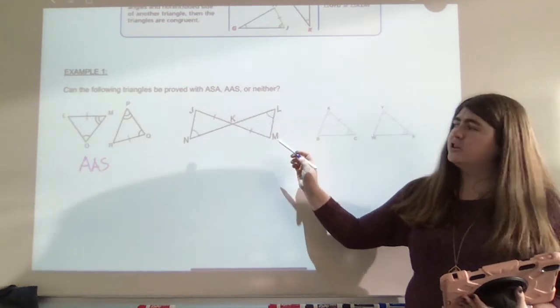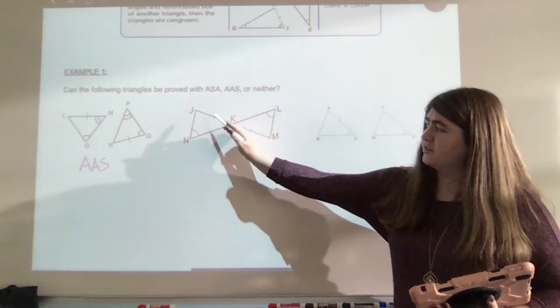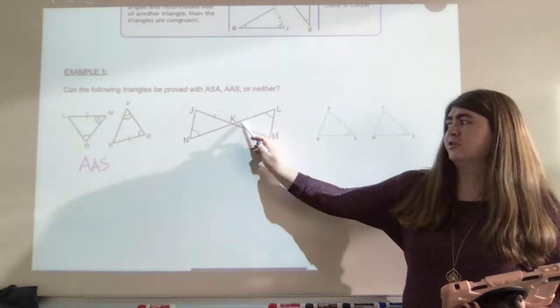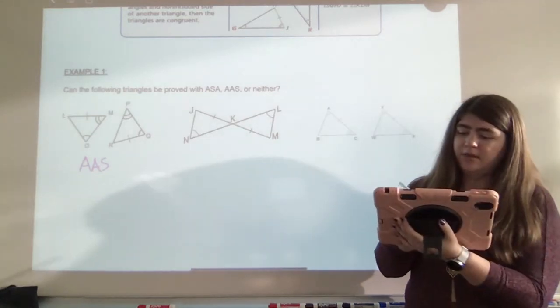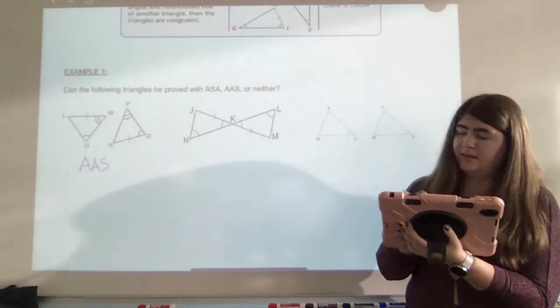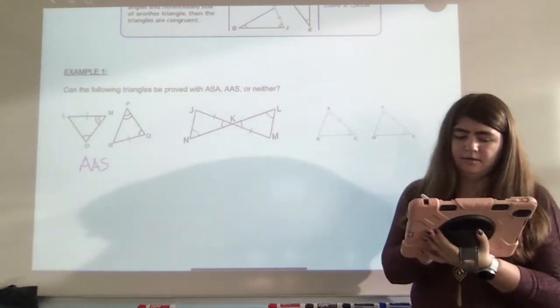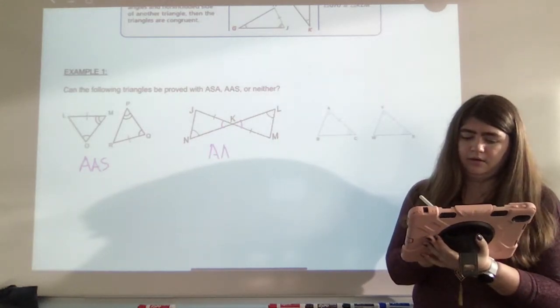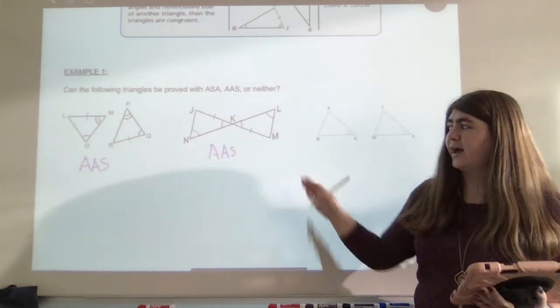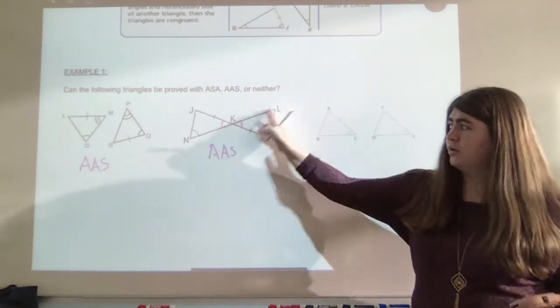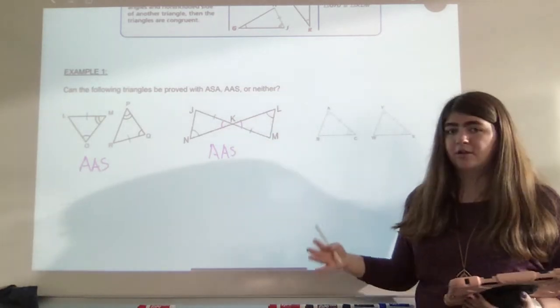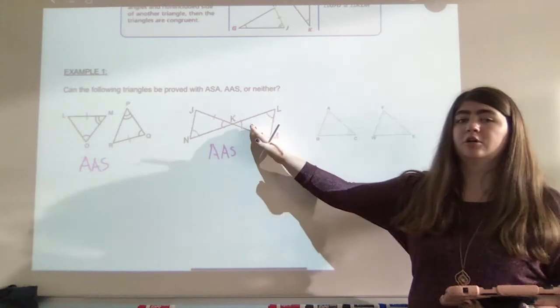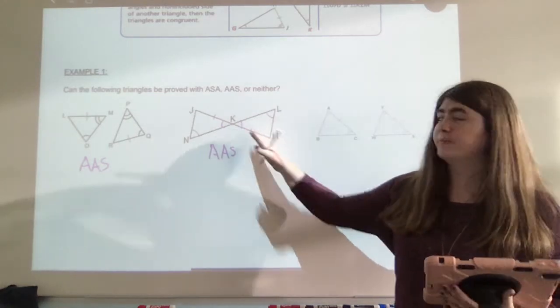We're going to say we do because we know that we have two intersecting lines and those lines are creating vertical angles. So then what we really have here is angle, angle, side. Now if I didn't know that two intersecting lines create vertical angles, then I would not be able to conclude that these are congruent triangles.